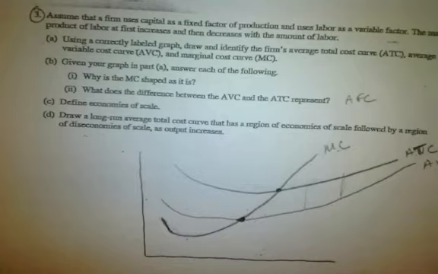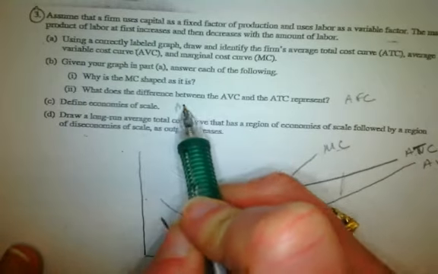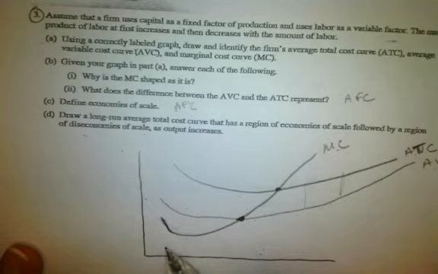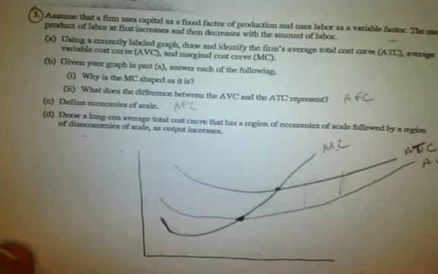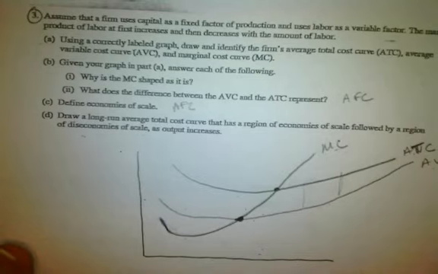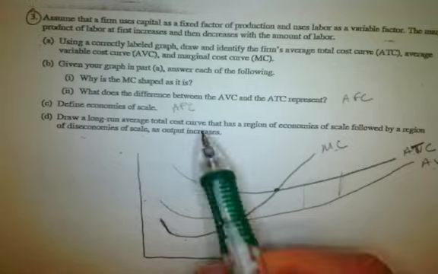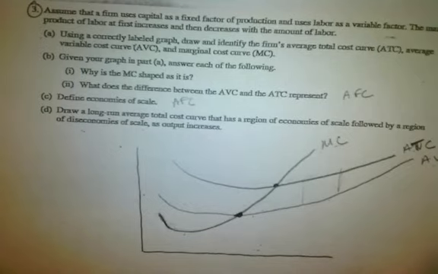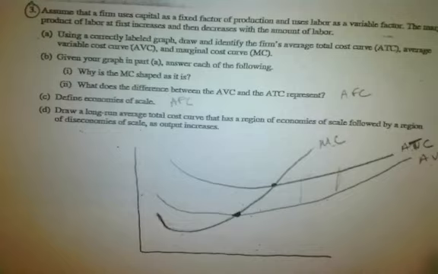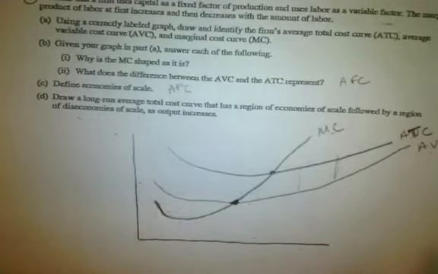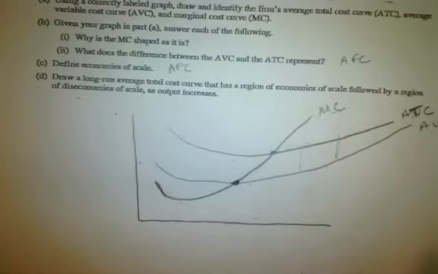Define economies of scale. Economies of scale means as you produce additional units, your average fixed costs are going to go down because you're able to spread your fixed costs over more and more units. And so economies of scale is the part where your costs are going down because you're taking those average fixed costs and dividing those between a lot of units.